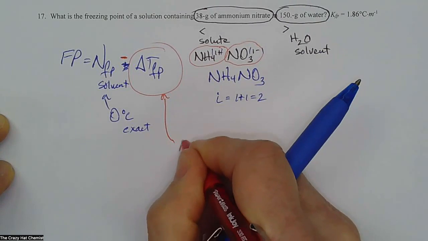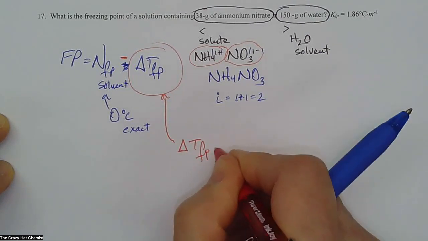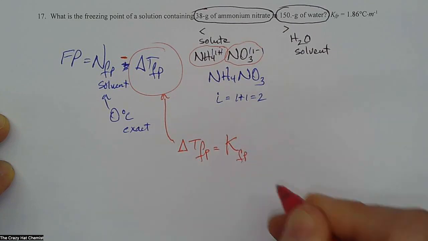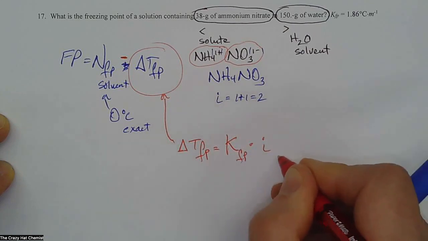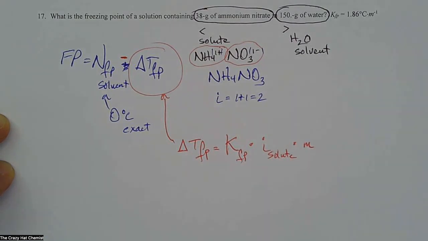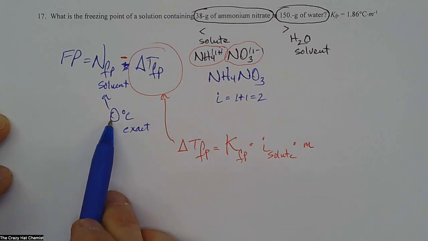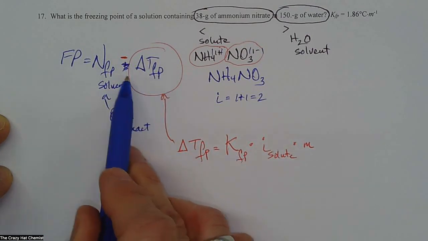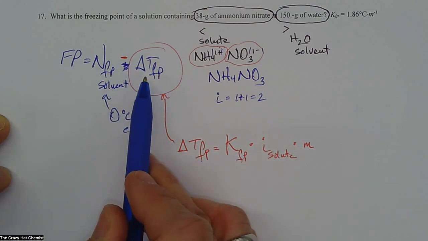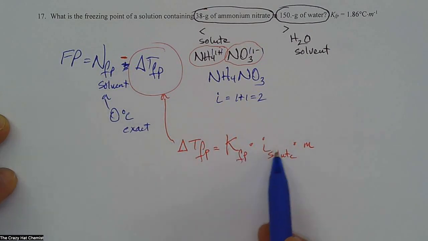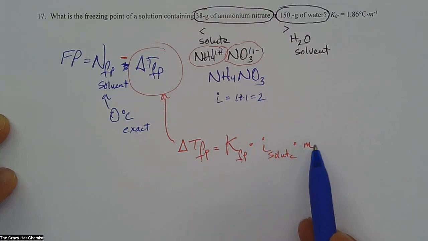And what is that equal to? The change in temperature of the freezing point is equal to the constant of the freezing point for the solvent times the Van't Hoff factor for the solute times the molality of the solution. So that's what we're going to solve for right now. Since we already have the 0, the normal freezing point, we're going to subtract the change in temperature of the freezing point. That product is going to be the constant for the freezing point times the Van't Hoff factor times the molality.